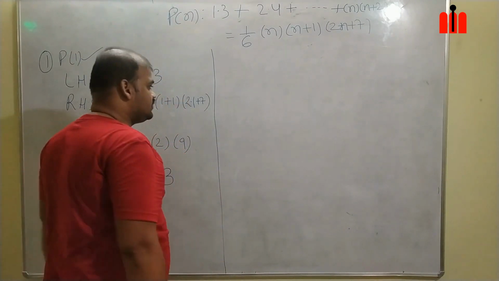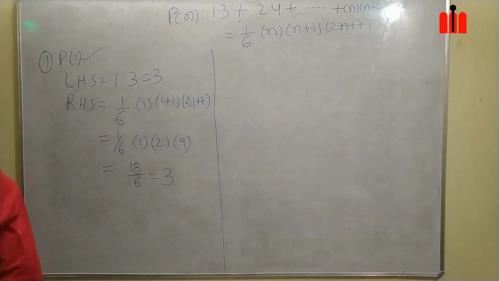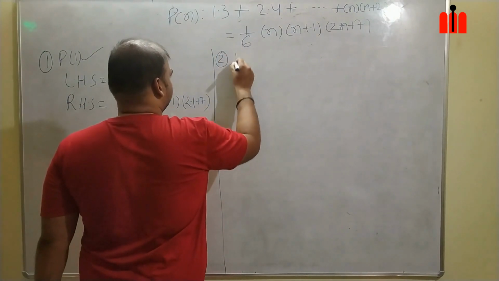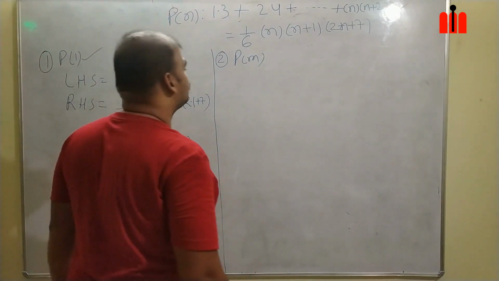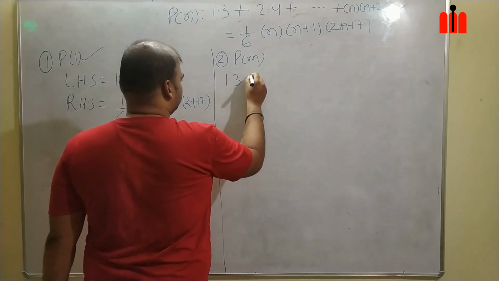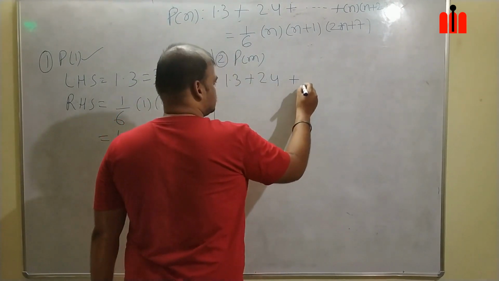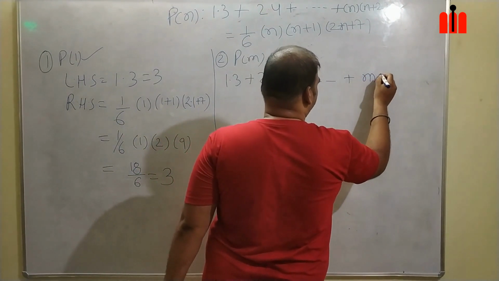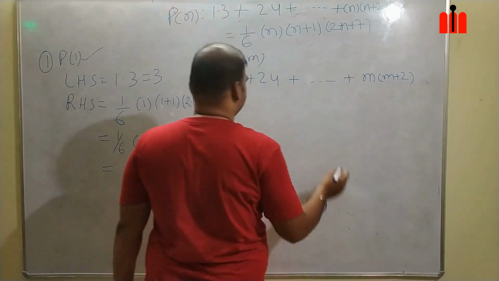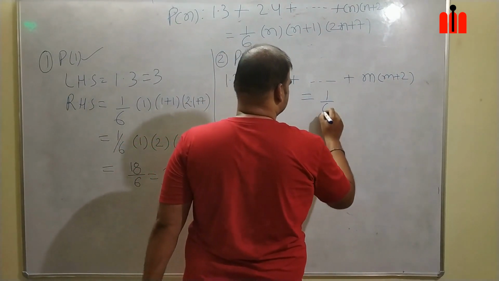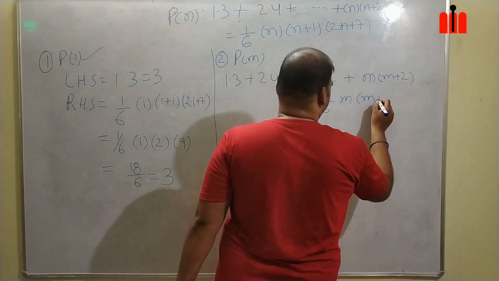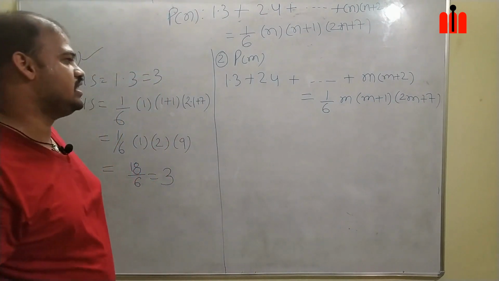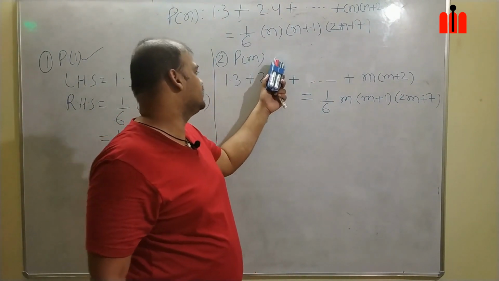Let's come to our assumption step. In our assumption step, we had assumed that Pm will be true and we will come up with a concrete statement. So what is my concrete statement now? I will write it as Pm. So my concrete statement will be 1 into 3 plus 2 into 4 plus dash dash up to m plus 2 is equal to 1 by 6 m plus 1 2m plus 7. Okay, so this is the concrete statement which I had arrived by assuming that Pm is true.